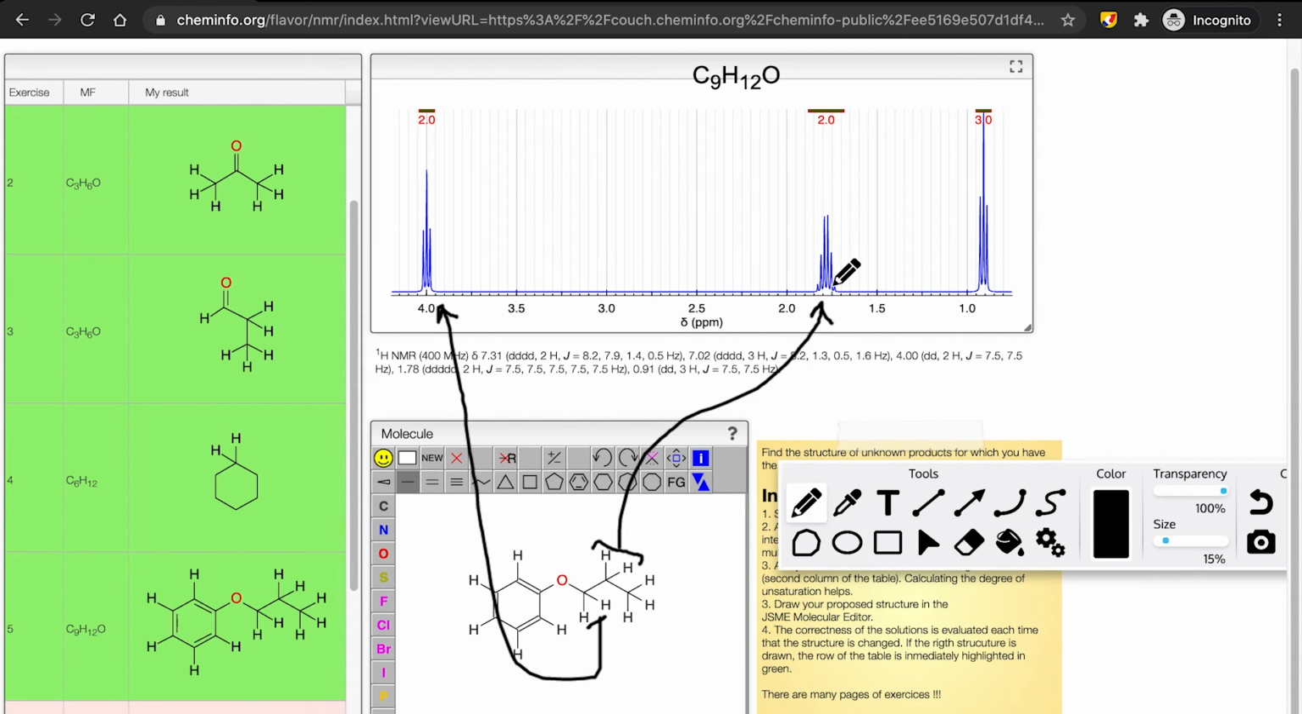1, 2, 3, 4, 5, 6. I'm sorry, hextet. 1, 2, 3, 4, 5, 6. Yep. So they have 1, 2, 3, 4, 5 neighbors, and 5 plus 1 is 6. So this is your hextet that integrates to 2, because there are 2 hydrogen here. Okay, and then finally, the farthest away from the oxygen is the most upfield, closer to 0, and that gives you the triplet that integrates to 3. So 3 hydrogen, and they have 2 neighbors, so it gives you a triplet.